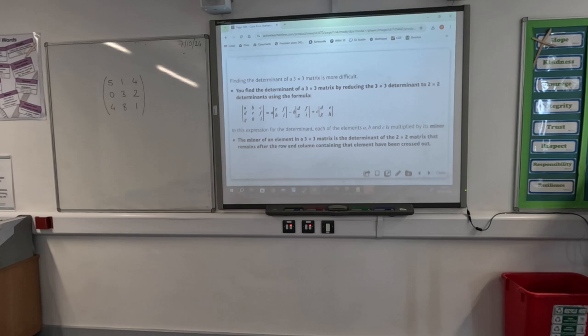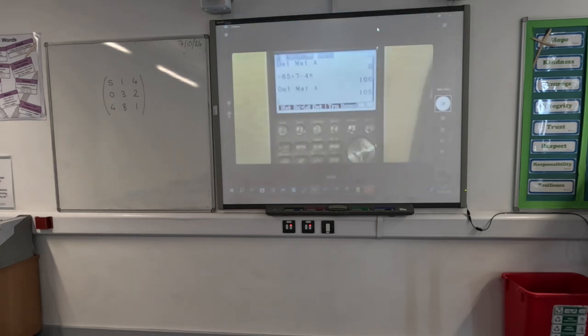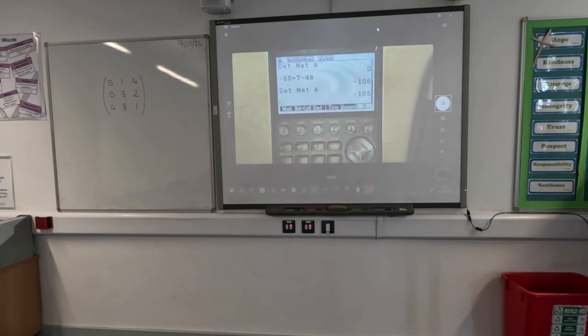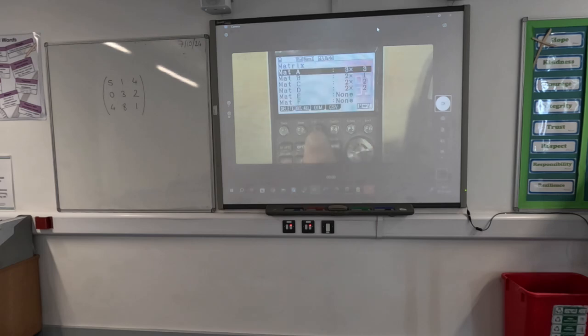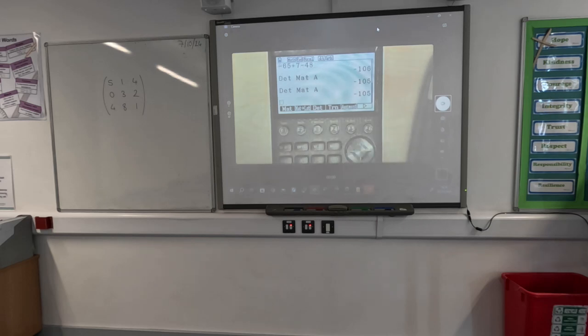and let me see if I can. Right, so I need to go to there. So I've entered that matrix as a 3 by 3, and then it's really rubbish, isn't it? Exit, and then option, matrix, and then I just did determinant of matrix A, and it gives me the determinant of matrix A in one go.